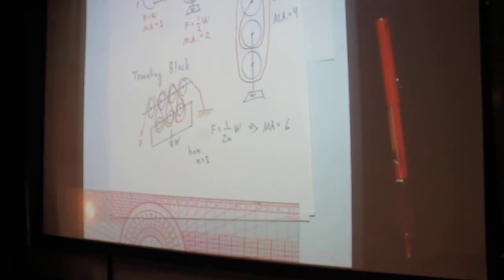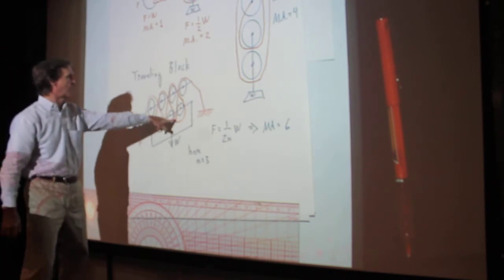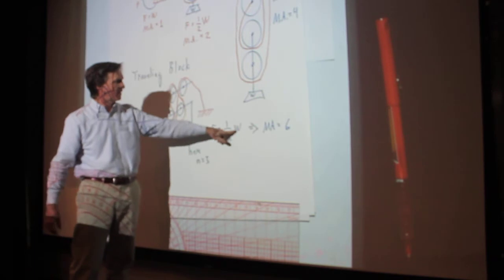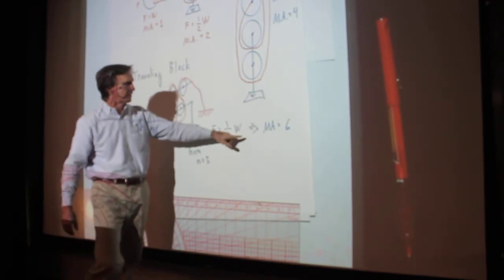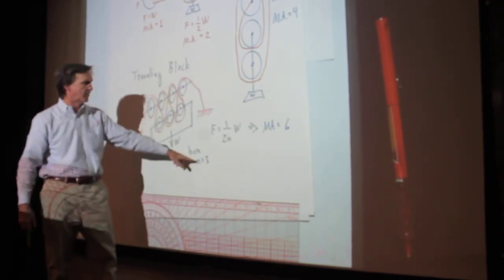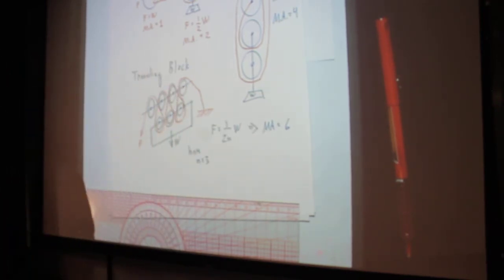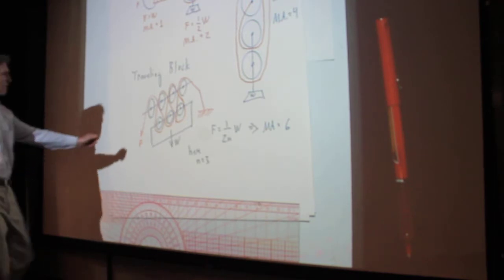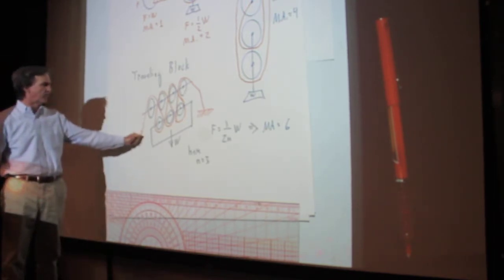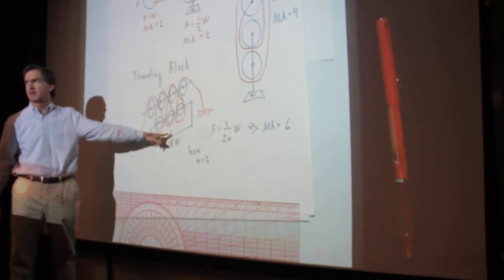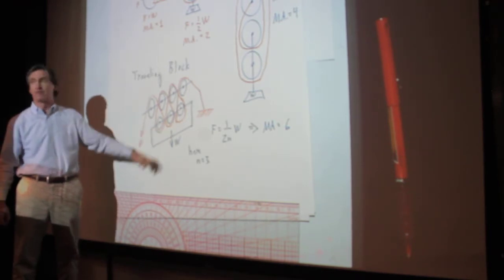Yes. Can you say that again? N is the number of pulleys on the weight side of it, okay? And 1 over 2n times W, that implies if we have n equal to 3, your mechanical advantage equals 6. All right? So in other words, if you're applying a 1 pound force here, you can pick up something that's 6 times its weight, or 6 pounds of force.